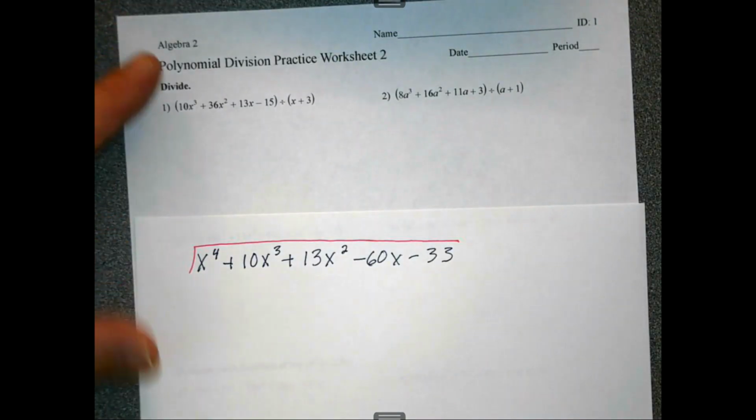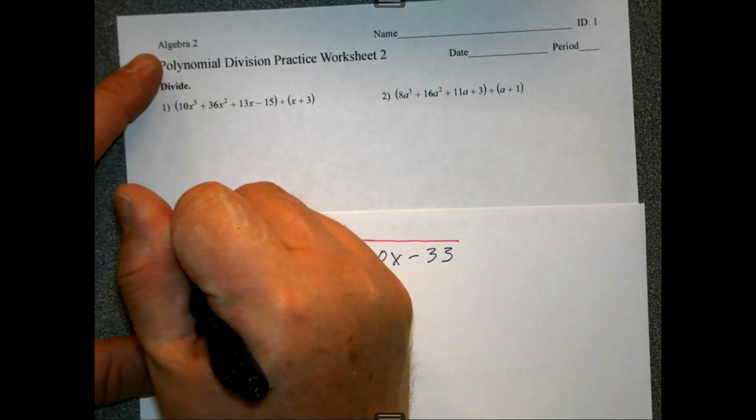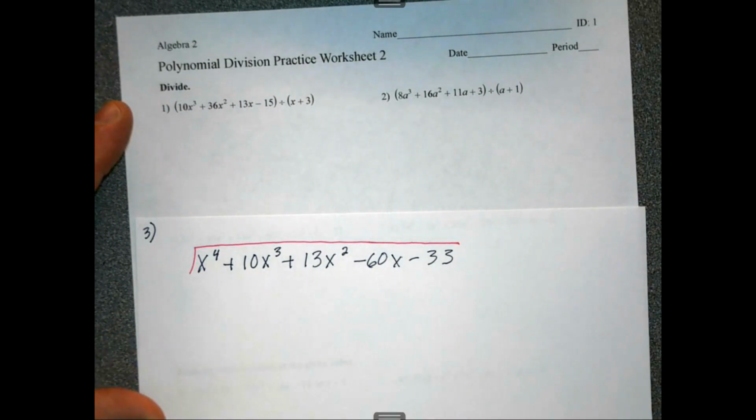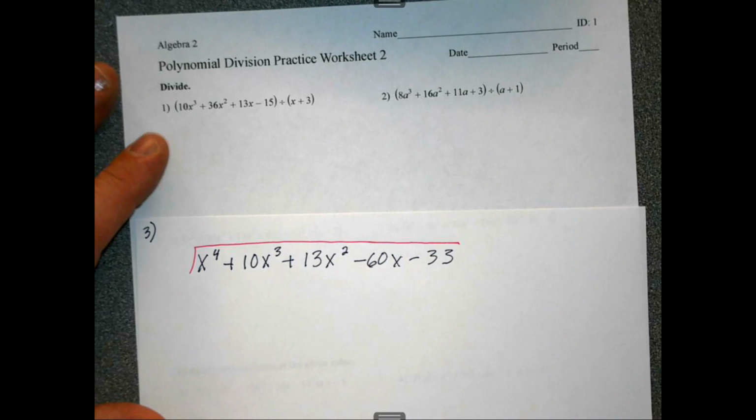Number 3. This is number 3. And my divisor. What is it? X plus 7.